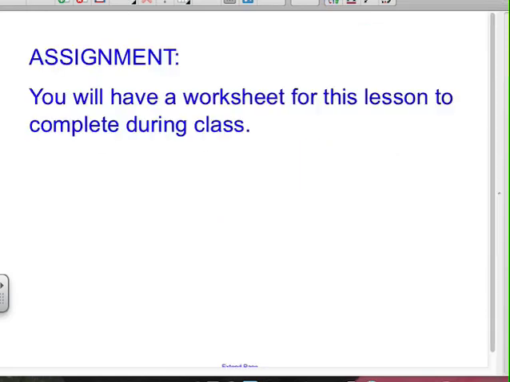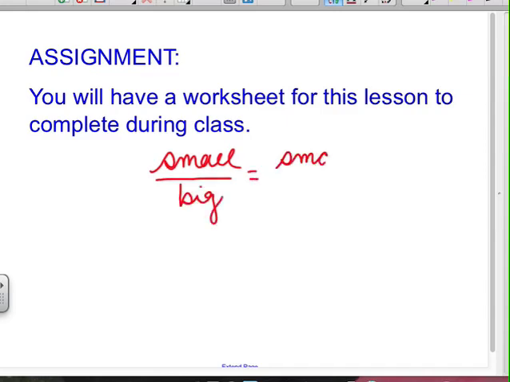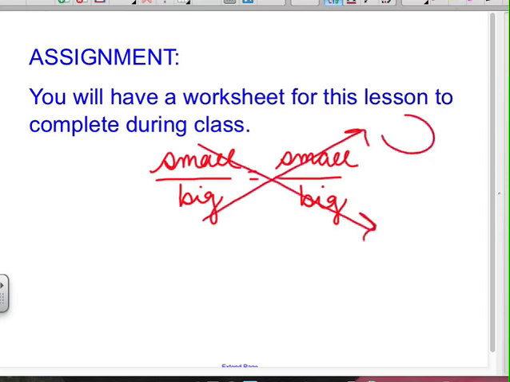Here's what it says. We're, of course, going to have a worksheet for this lesson. We're going to work on it for 2 days during class. Remember this. And cross multiply, you'll get some answers, and they should be equal to each other. Okay? Awesome. I'll see you in class.